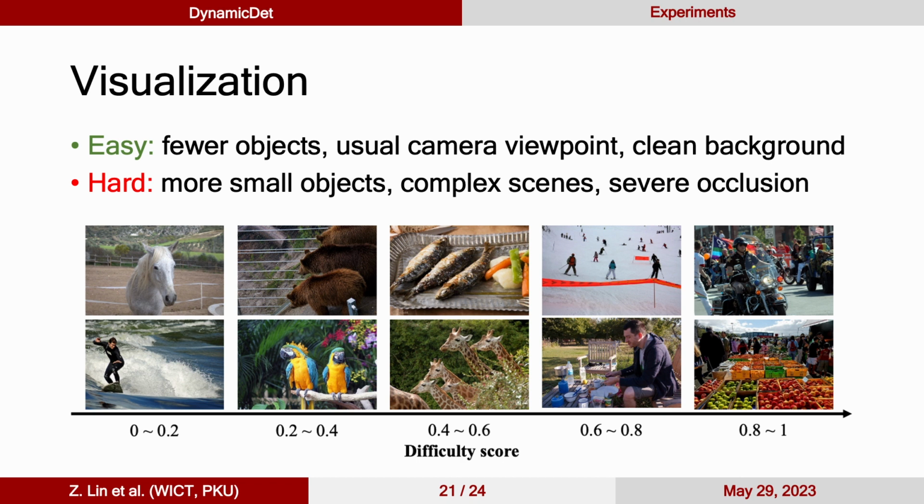We can observe that the easy images usually contain fewer objects, with the usual camera viewpoint and a clean background. In contrast, the hard images usually have more complex scenes with severe occlusion and many more small objects.